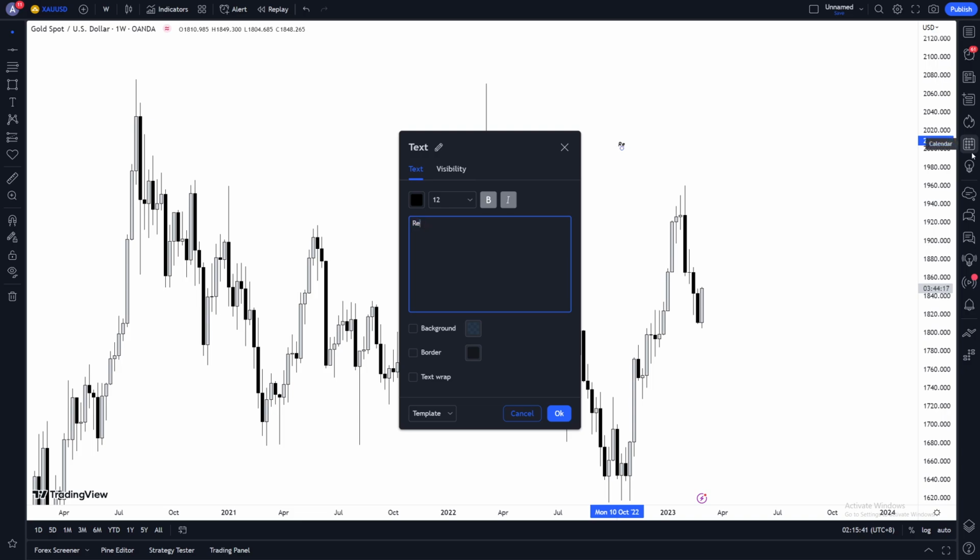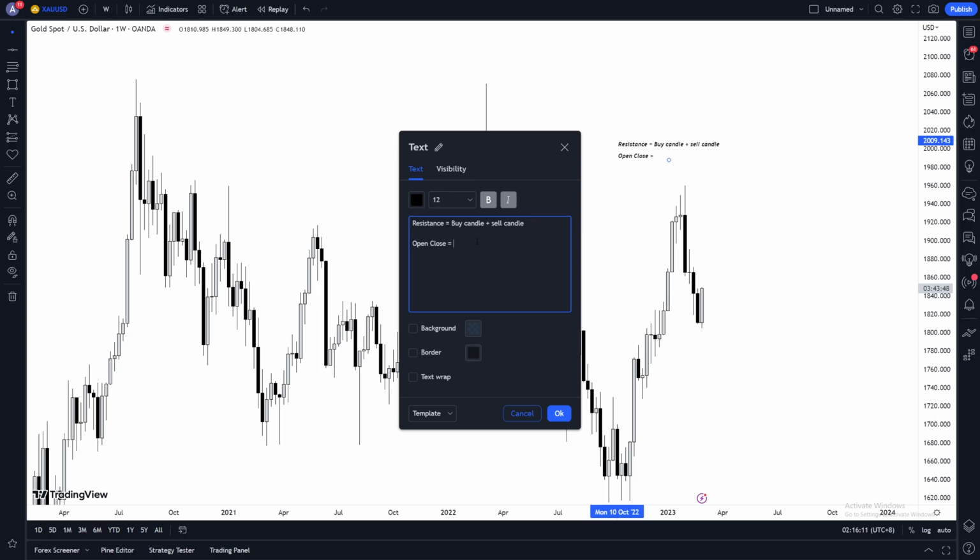Resistance is created how, guys? Resistance is created by a buy candle plus a sell candle. Correct? Now, open close is created by two of the same candles.